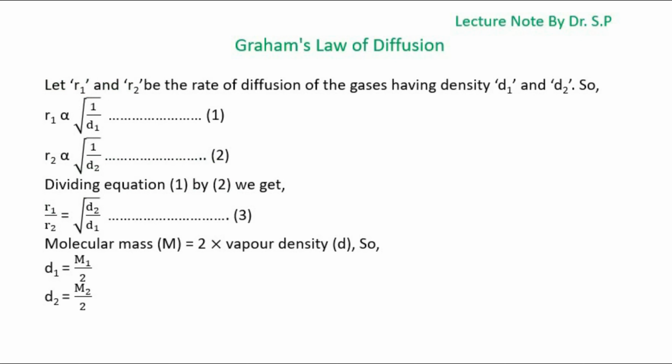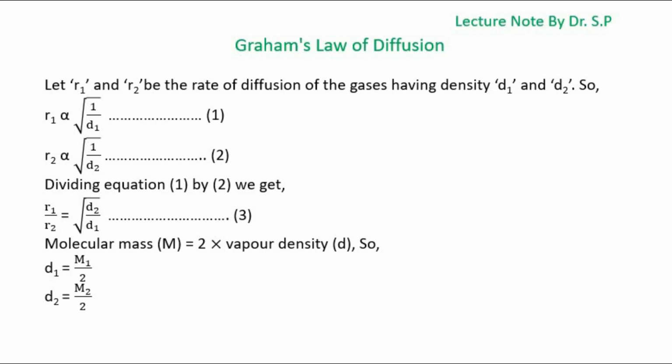Let R1 and R2 be the rate of diffusion of the gases having density d1 and d2. So, rate of diffusion of gas R1 is inversely proportional to the square root of its density d1 and rate of diffusion of gas R2 is inversely proportional to the square root of its density d2. Dividing equation 1 by 2 we get R1 by R2 is equal to root under d2 by d1.